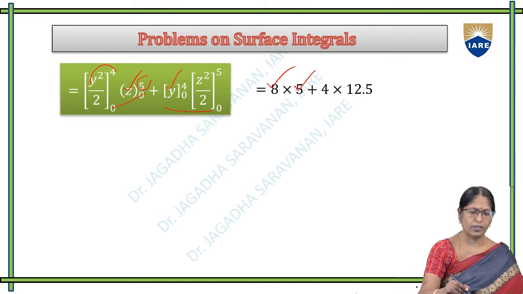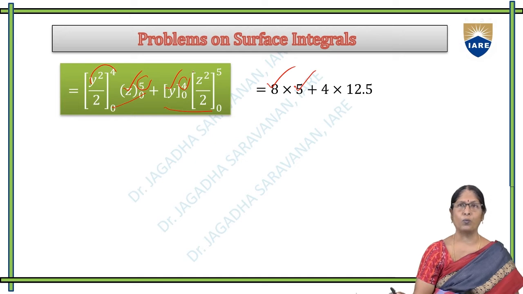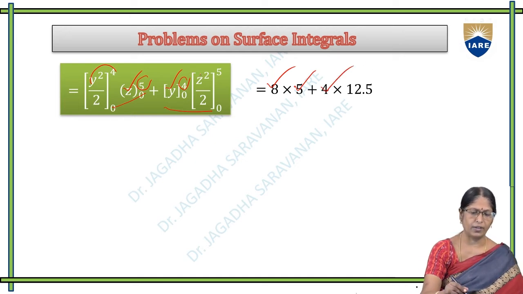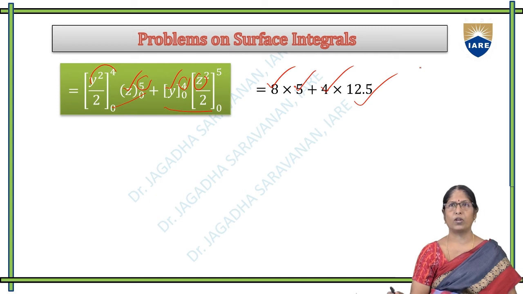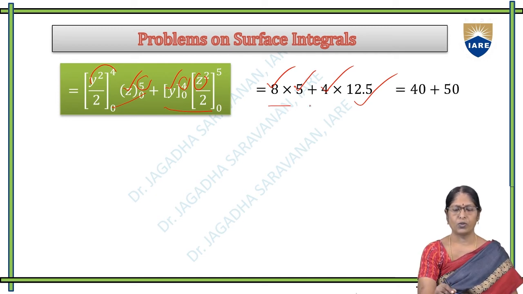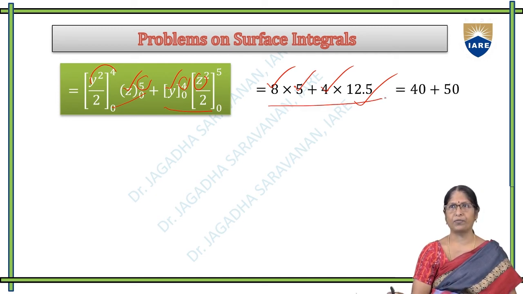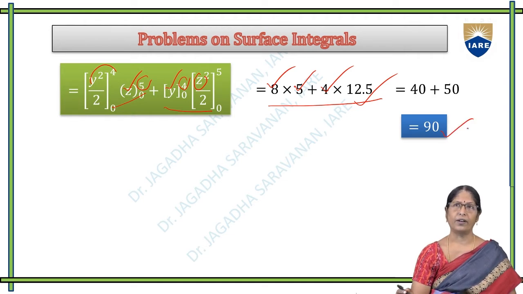For y, the upper limit 4 we substituted here, and for z we substitute 5. So 25 by 2 is written as 12.5. Totally we obtained 40 plus 50, which is equal to 90. So we evaluated this problem regarding the surface integral. The result is 90.